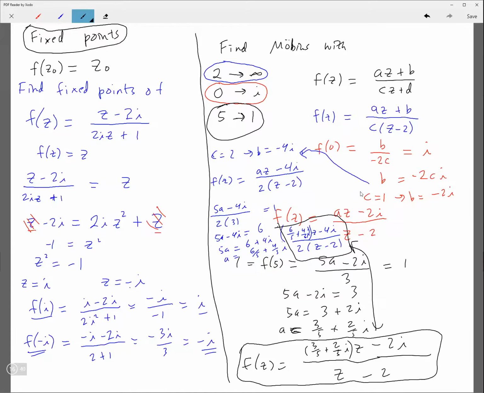So there's typically only one way. If you're given 3 points, there's only one way to map those to 3 other points. There's only one Mobius transformation that does that. You can choose any 3 points to map to any 3 other points, and there will be a Mobius transformation that does that, but it's going to be the only one.